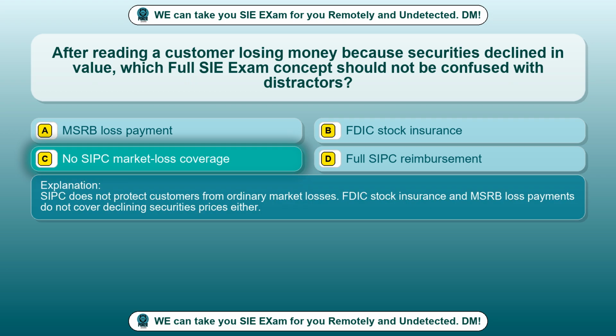SIPC does not protect customers from ordinary market losses. FDIC stock insurance and MSRB loss payments do not cover declining securities prices either.